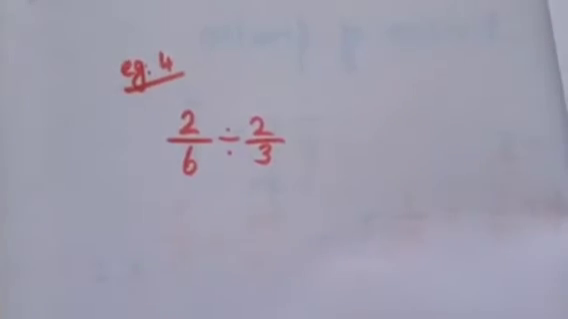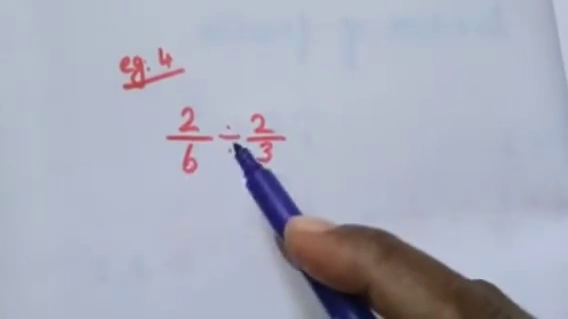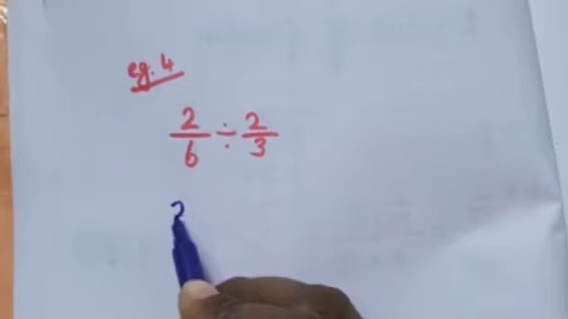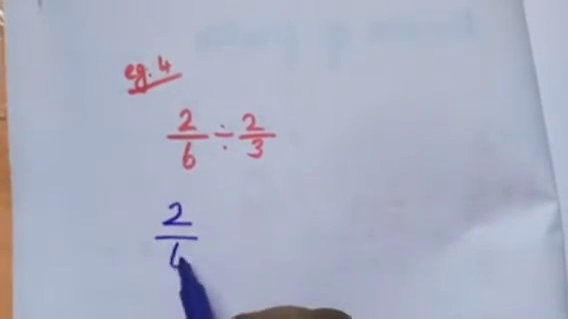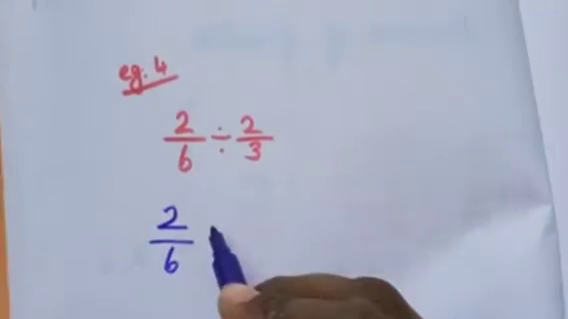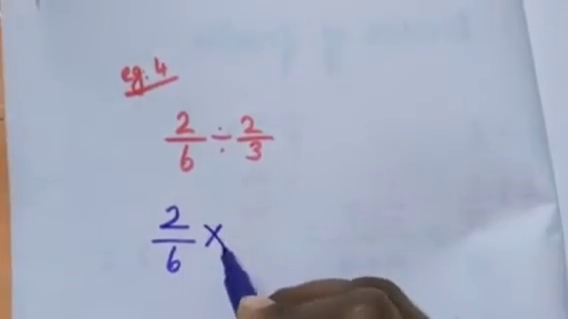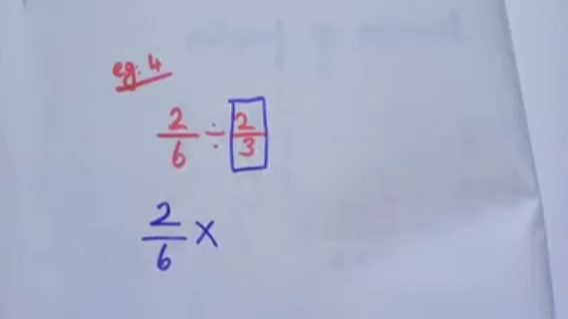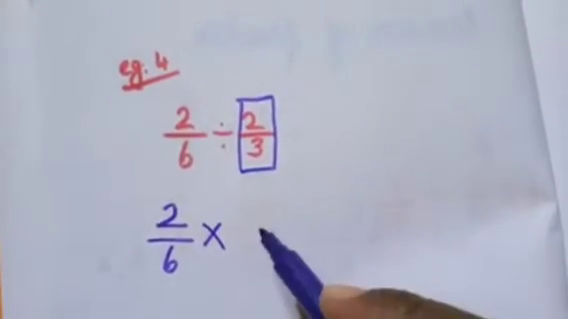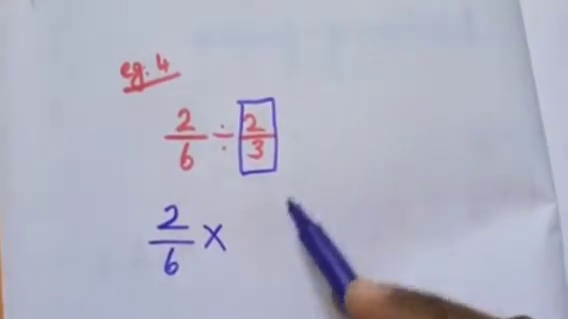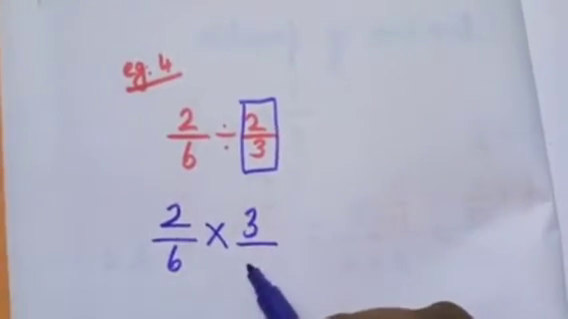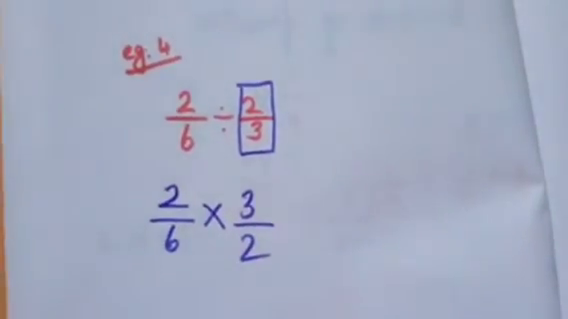Let us see another example. 2 by 6 divided by 2 by 3. We write the left hand side as it is. Then we change the division symbol to multiplication. Then we write the reciprocal of the right hand side, that is the divisor, 2 by 3. What's the reciprocal of 2 by 3? 3 by 2.